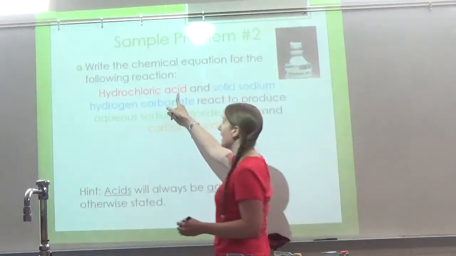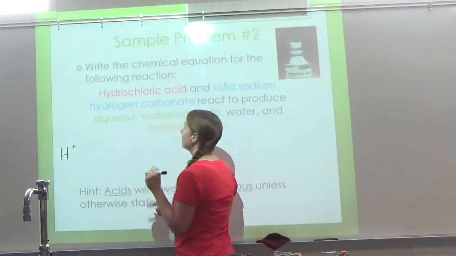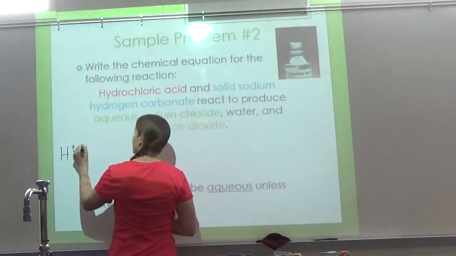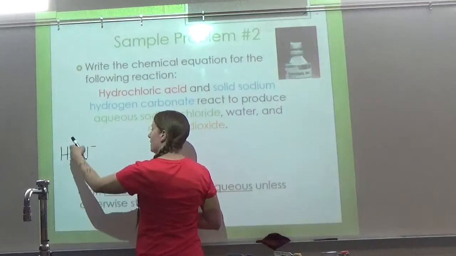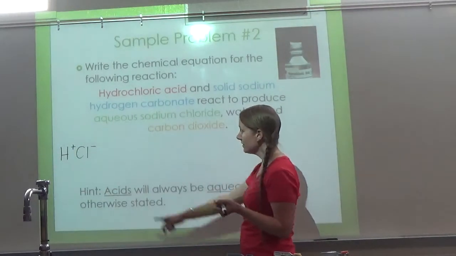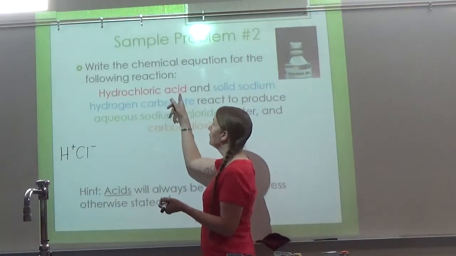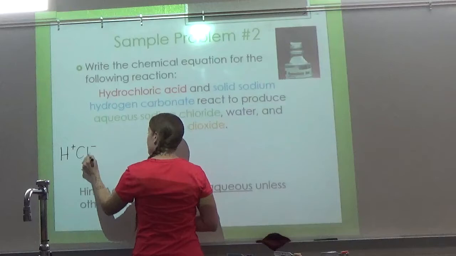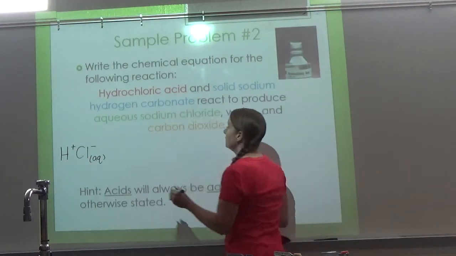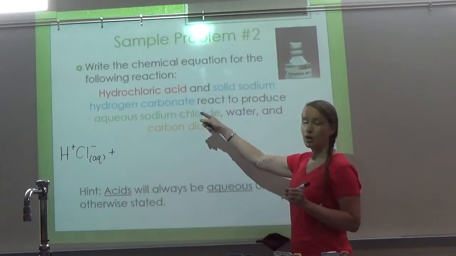So if it ends in acid, it starts with H, which has a positive 1 charge. Hydrochloric means it came from chloride, which is Cl minus 1. Positive and negative cancel, so I don't need to cross my charges. And I told you, unless I otherwise state it, acids are aqueous. So even though it doesn't tell me it's aqueous, I know it's aqueous, so I'm going to put my little AQ.